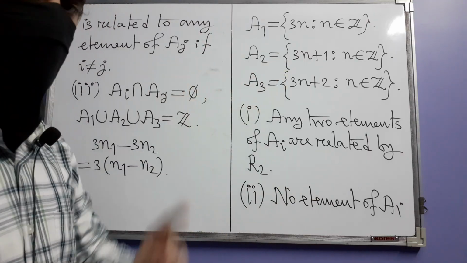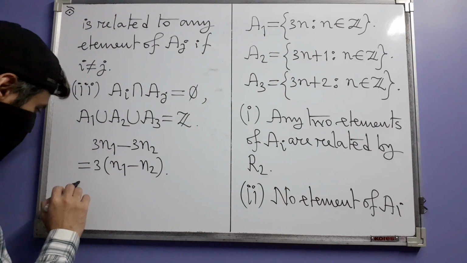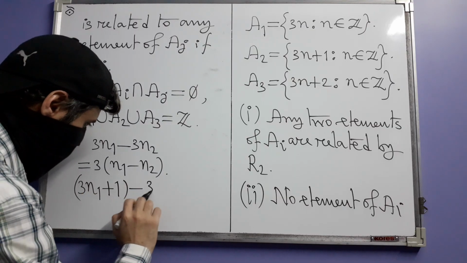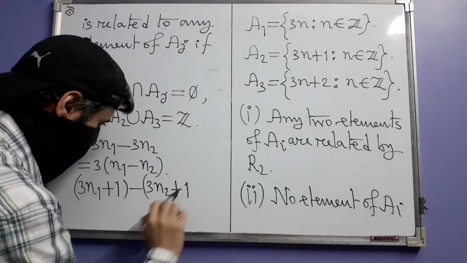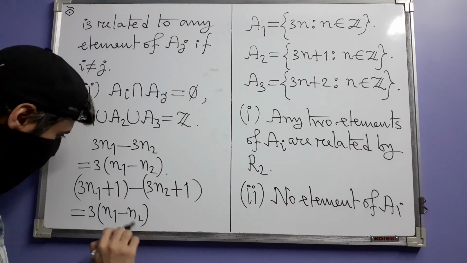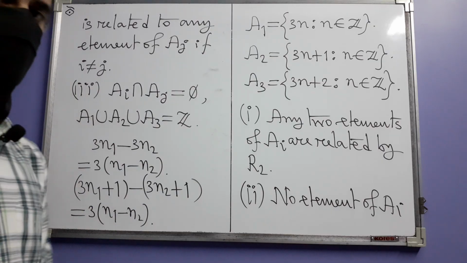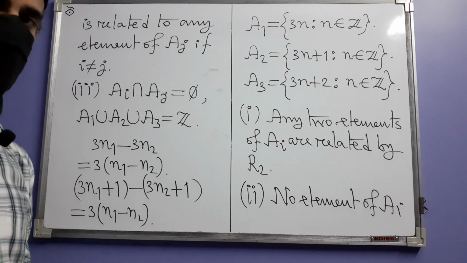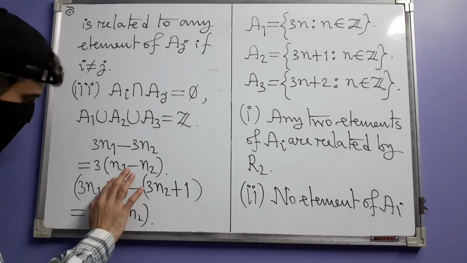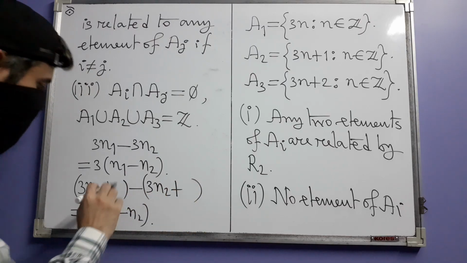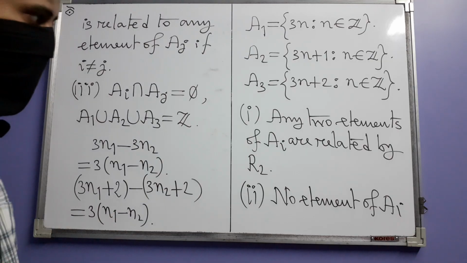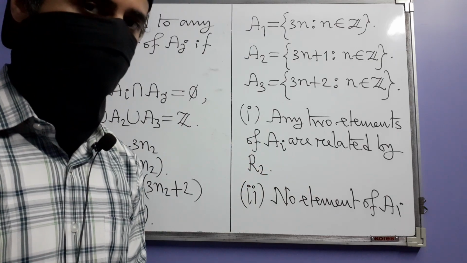Is it also the case with the elements of A2? Let us take two elements of A2 and see their difference. You will see that the difference is again a multiple of 3. So yes, they are also related. Any two elements of A2 are related. What about A3? If you change this, this is how any two elements of A3 will look, and you get that same thing. So yes, the first statement is true.